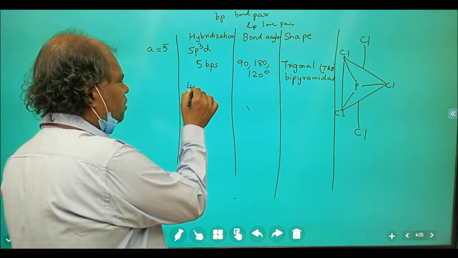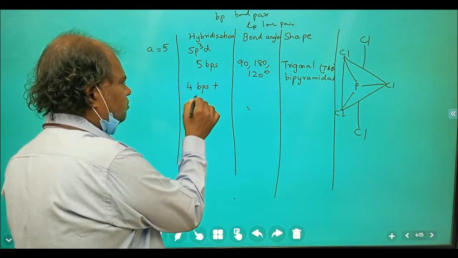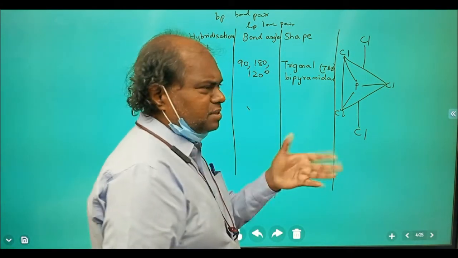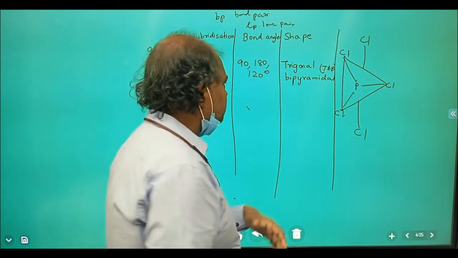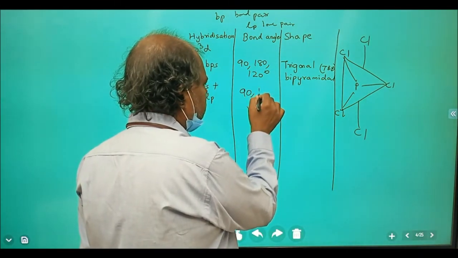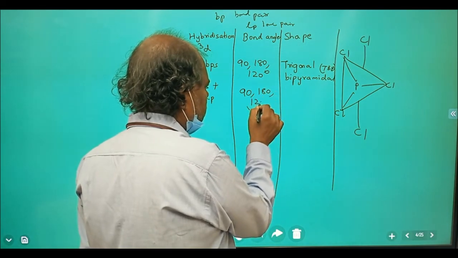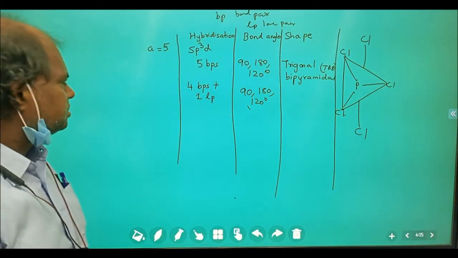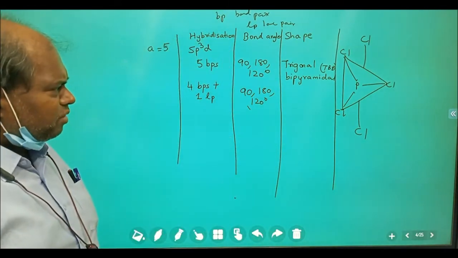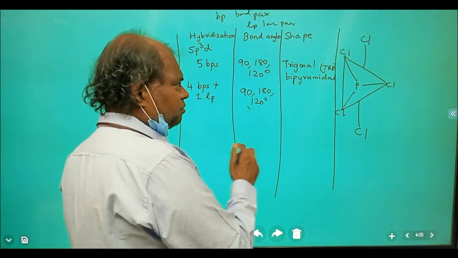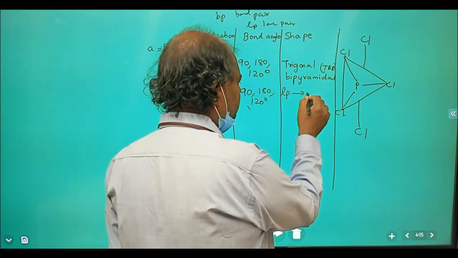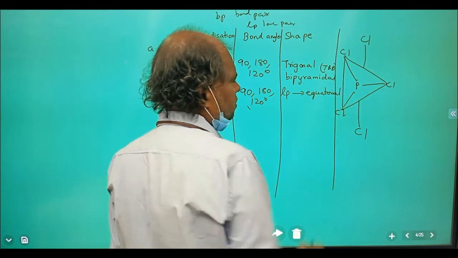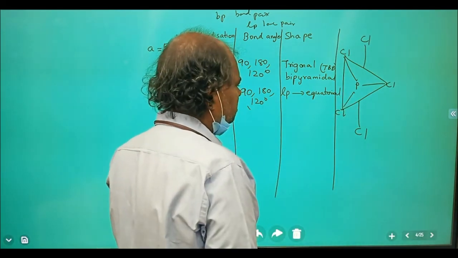Now students, you can get 4 bond pairs and 1 lone pair. Again the angles will be the same, but a small difference will come in the angle because of the repulsion. 90, 180. Where will you put the lone pair? The lone pair should be in the equatorial position. Correct? Lone pair in the equatorial.